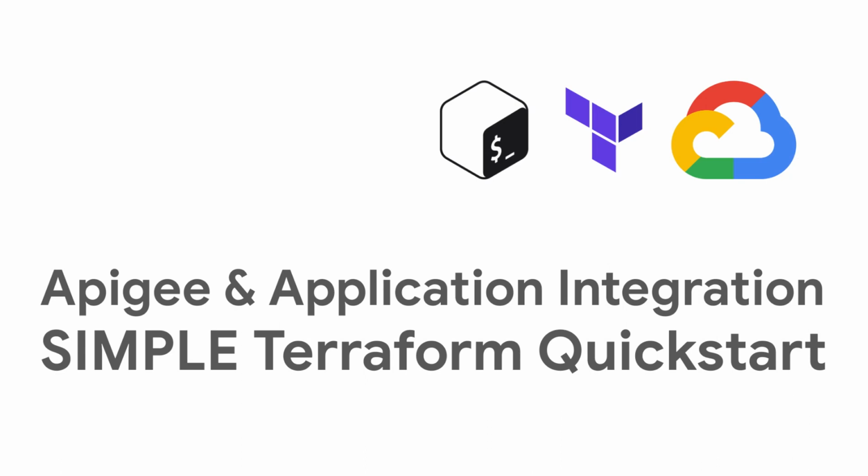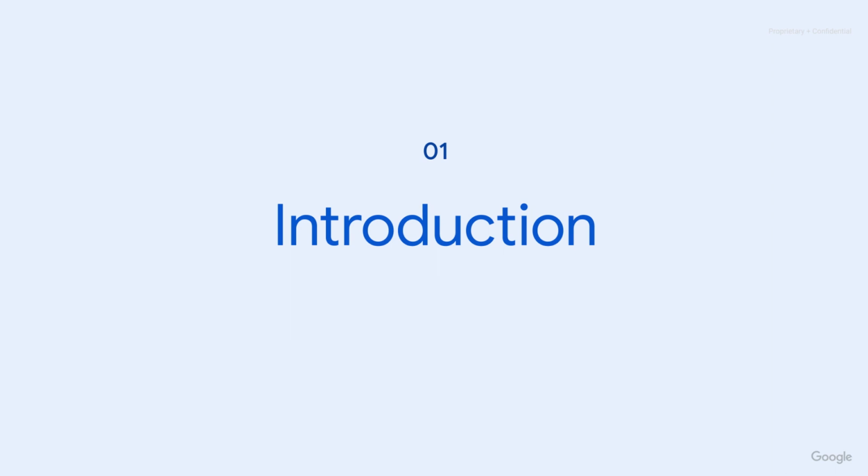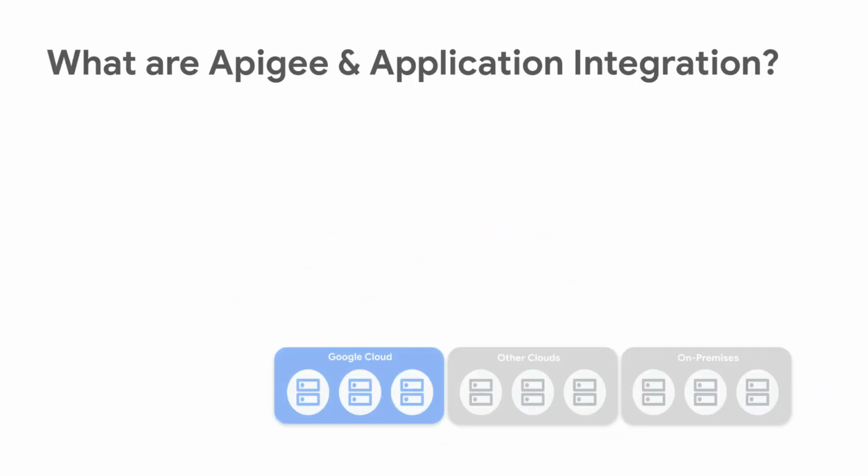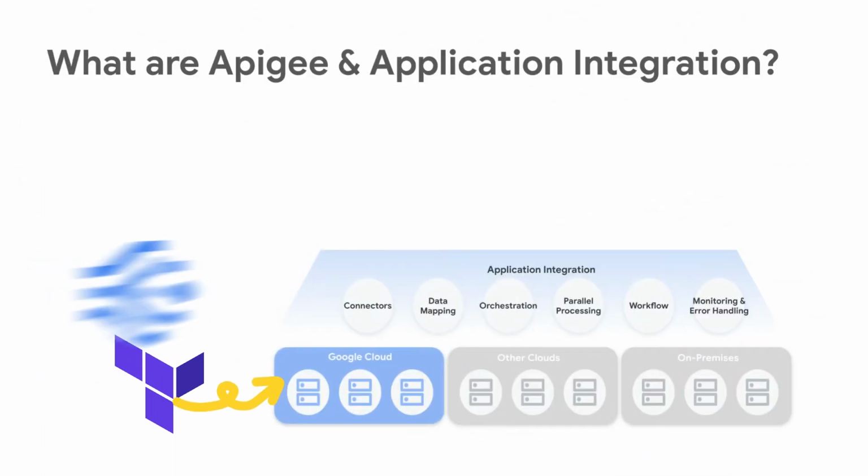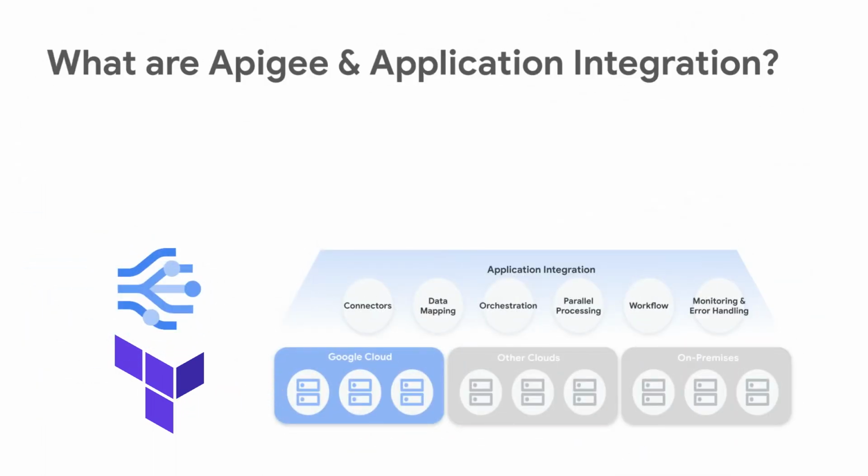Welcome to this video on simple Terraform automation for Apigee and application integration. Let's jump right in. Usually we're starting with infrastructure and services across Google Cloud, other clouds, and on-premises. And Terraform helps us manage and provision all of that. Let's add application integration on top to help connect and map and orchestrate all the communication between these environments.